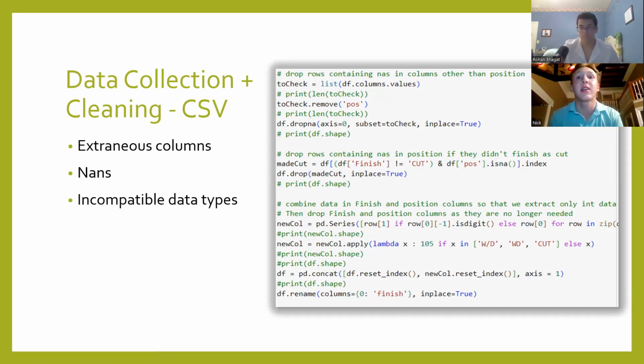So we had to clean that up a lot. We had to remove NaN values and non-values. We had to deal with WD and cut being included in the finish column with floats and integers. We basically had to cut out a ton of stuff and get down to the actual stuff we wanted. But we managed to do that, and we ended up with, I think it was about 26 columns by 34,000 rows.